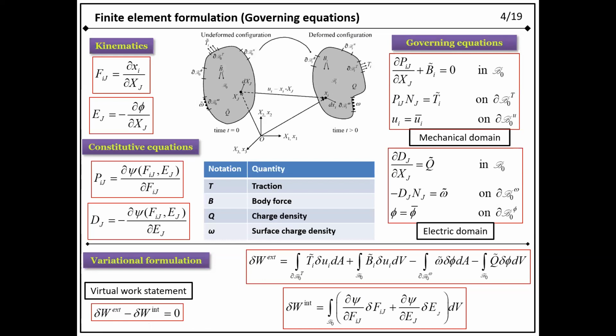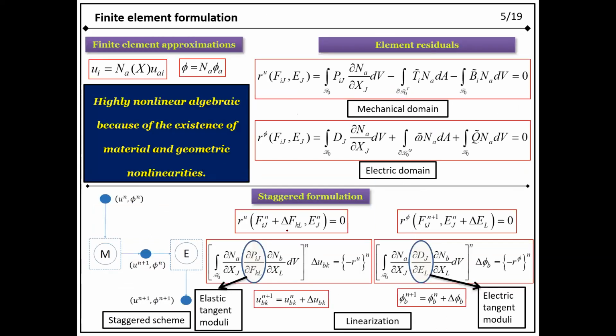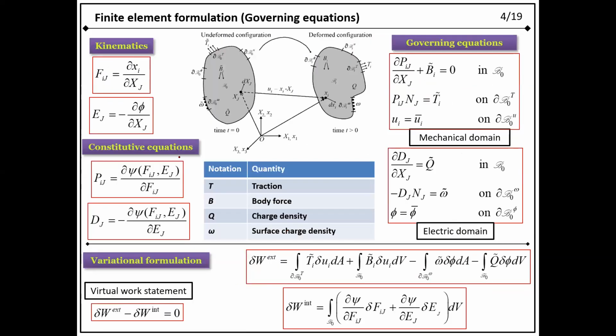So first of all, we will be defining the kinematics. Kinematics is nothing but the relationship between the strain and the primary variable, that is displacement. For that we define a deformation gradient which maps a line element in the undeformed configuration, let's say this is the undeformed configuration, and this is the deformed configuration.